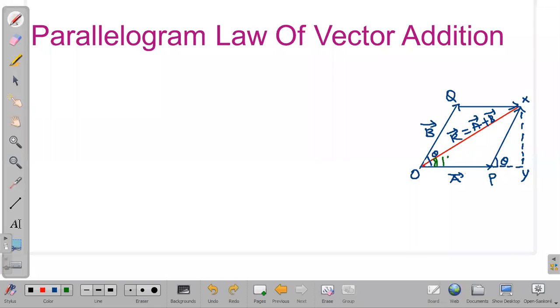some alpha. Alpha angle I am considering over here, that is the angle between the A bar vector and the resultant vector. The angle between these two vectors is theta. That is the construction I made over here. Now what we want is the resultant OX. For that we are using Pythagoras theorem.